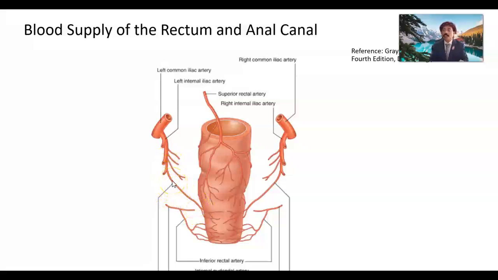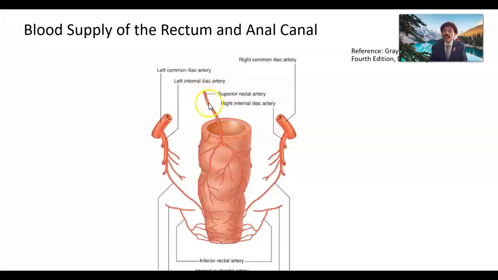It may be variable, it may be absent, it may be a branch of the vesical artery, the superior vesical artery in case of female, but usually it is a branch of the internal iliac artery. This is the inferior rectal artery, a branch of the internal pudendal artery. That is a branch of, again, the internal iliac artery. So our veins will correspond with that.